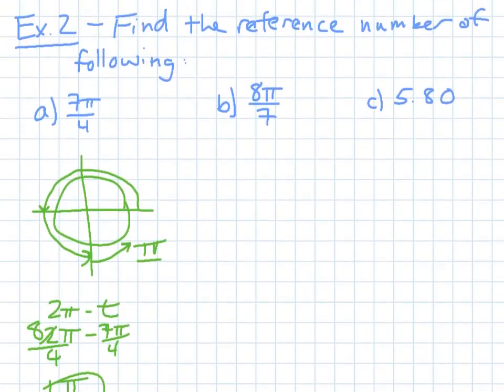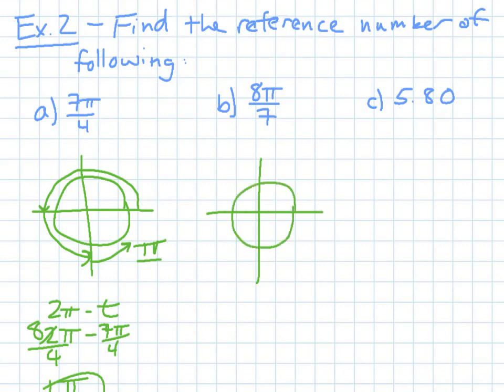Then letter B. Now sometimes your values are not on the unit circle, in which the values we have memorized, but it still doesn't make it impossible to find your reference number. We just still have to figure out where it is and then apply the particular operation to get our correct reference number.